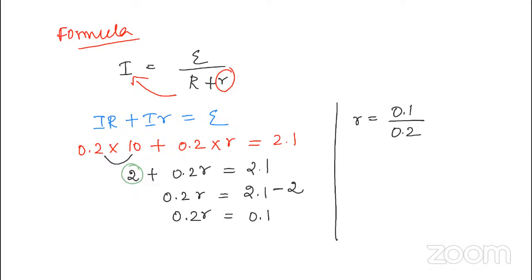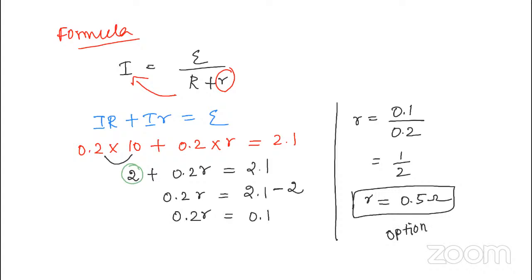Then for the next step, r is equal to 0.1 by 0.2. Here there are decimal points followed by only one digit, so we can simply write it as 1 by 2. So this is 0.5 ohm. r is equal to 0.5 ohm. So this is option D. Very good, option D is the right one. Many of them did very well. Then for the next one, we can go for another problem.